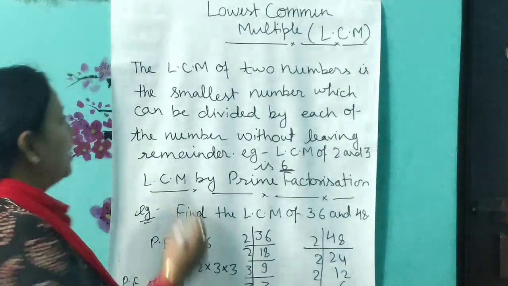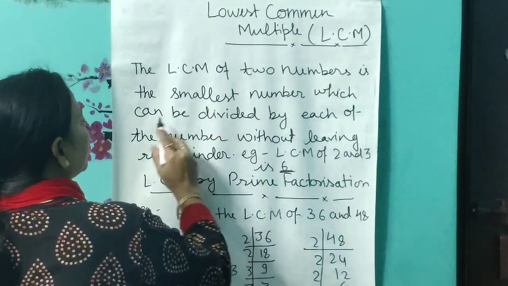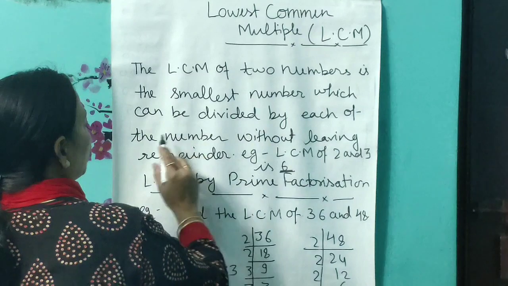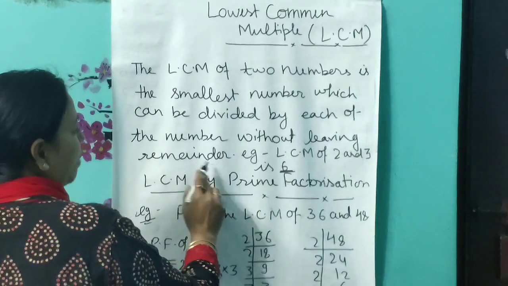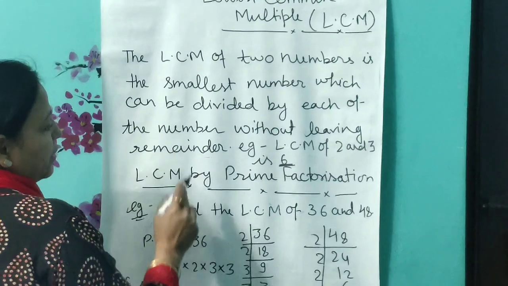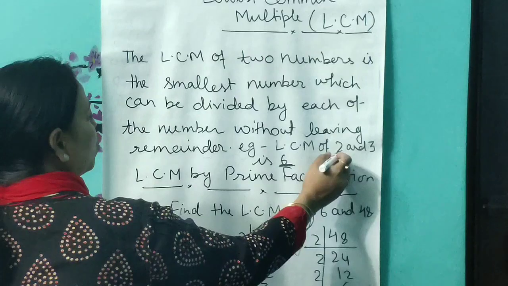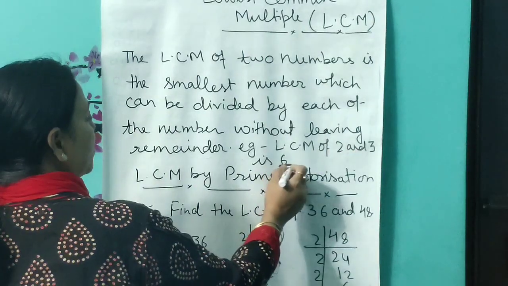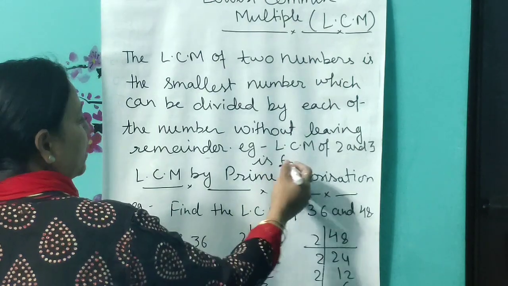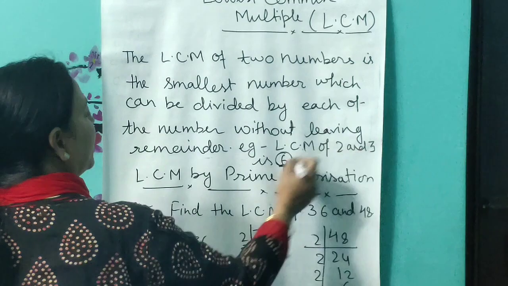So the LCM of two numbers is the smallest number which can be divided by each of the numbers without leaving a remainder. For example, suppose you want to find the LCM of two numbers, that is 2 and 3. So the LCM of 2 and 3 will be 6. I will tell you how to find the LCM. Just here I am telling you the example. LCM of 2 and 3 is 6.